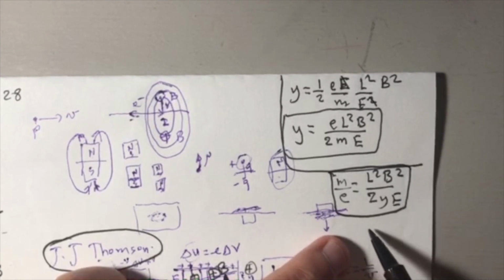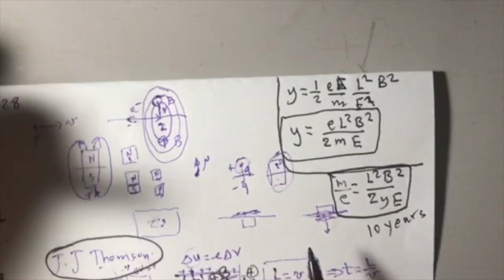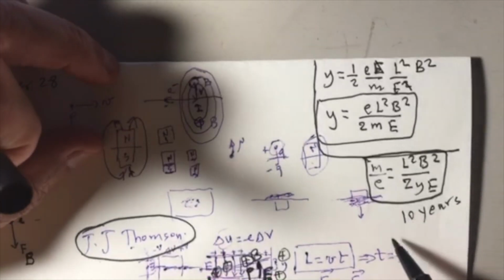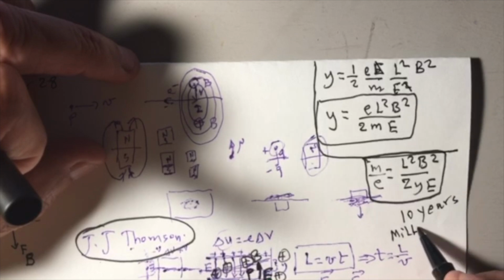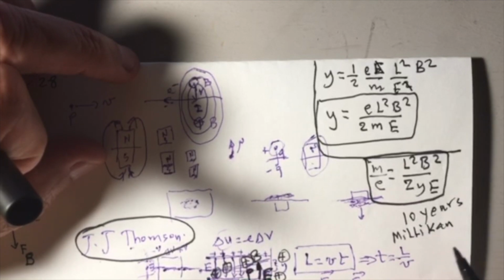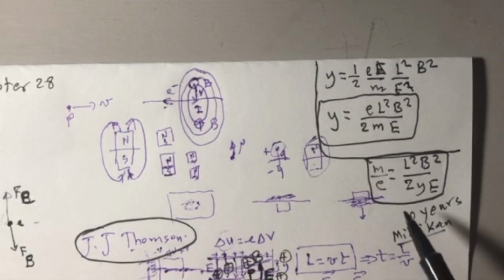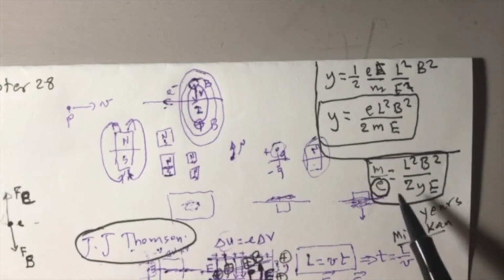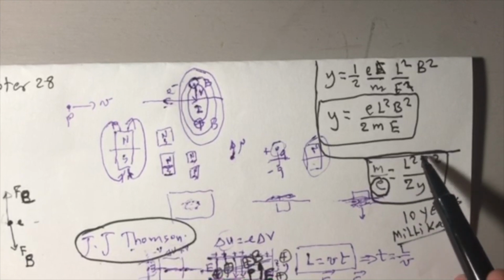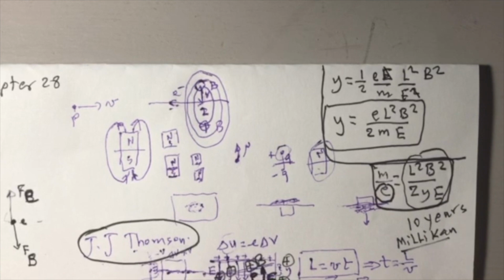So he has to wait 10 years. Actually, J.J. Thomson was a British scientist. He has to wait for an American scientist called Millikan. I think maybe two L's, I'm sorry, Millikan. This scientist made another experiment. He found the charge of the electron. Once he found the charge, J.J. Thomson, because he has the ratio, found the mass.